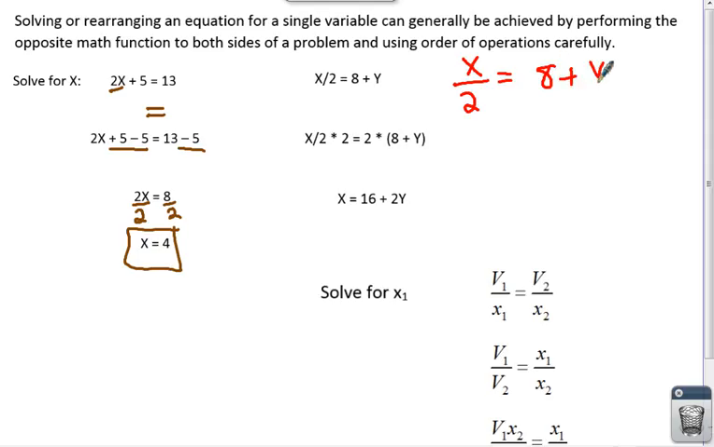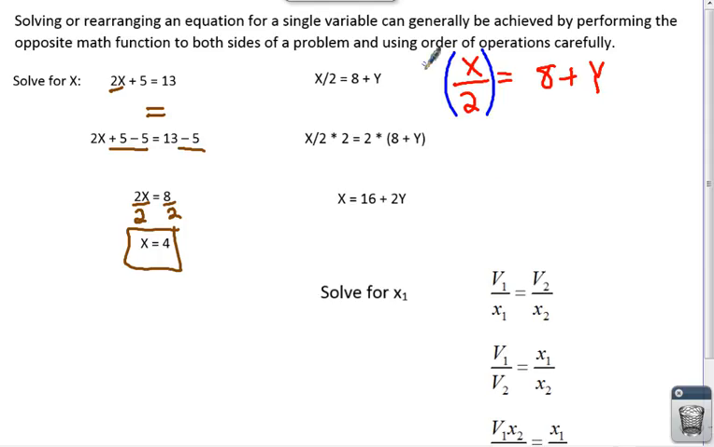In the second example, I'm going to rewrite this as x over 2 is equal to 8 plus y. The x is almost by itself, except it's being divided by 2. So I need to get rid of that 2. What is the opposite of division there?